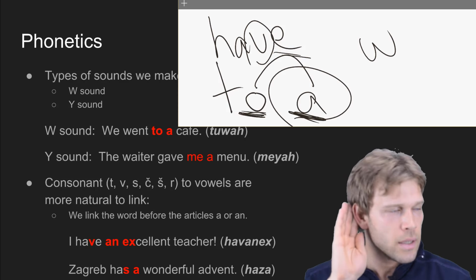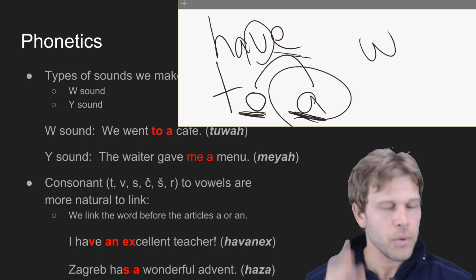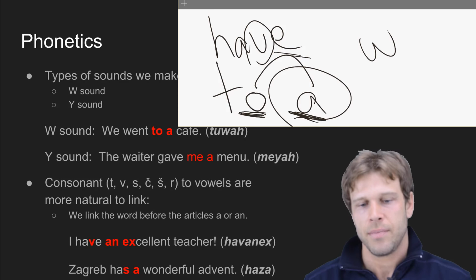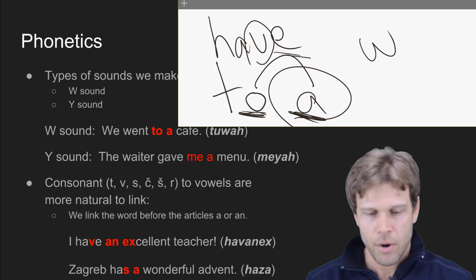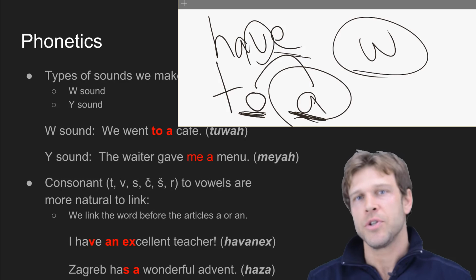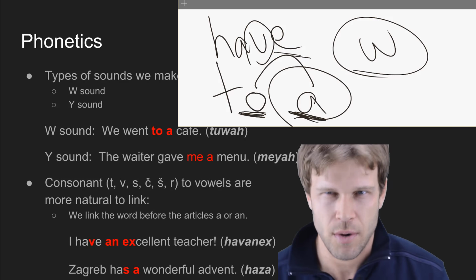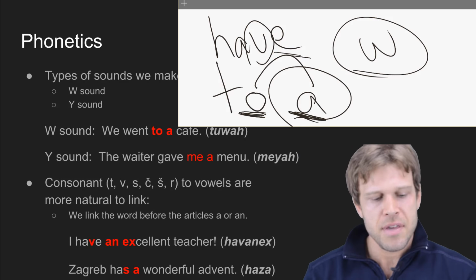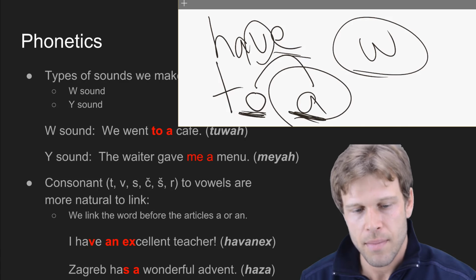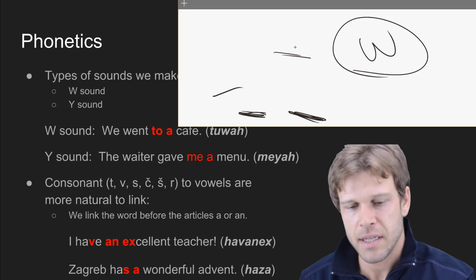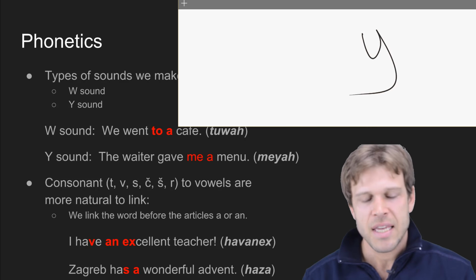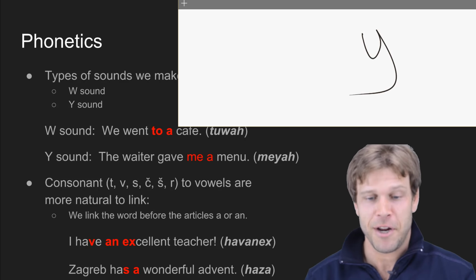I want you to say it. Let me hear it. Okay, that's okay. You need to work on it a little bit, all right? But we went to a cafe. Wa. All right? So that is one sound we produce connecting vowels to vowels, all right? The other sound that we produce is not the wa. Let me erase this. But it's the ya. Ya. Okay? In your language, it's a J, right?